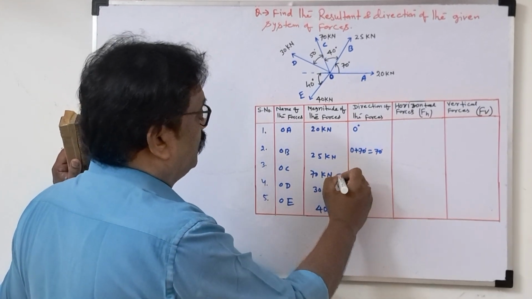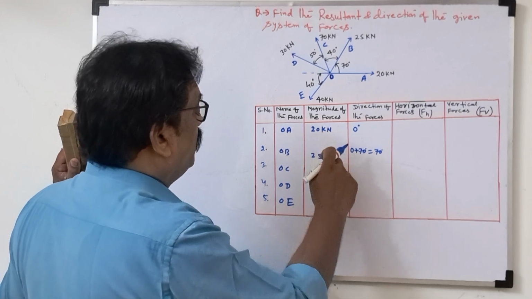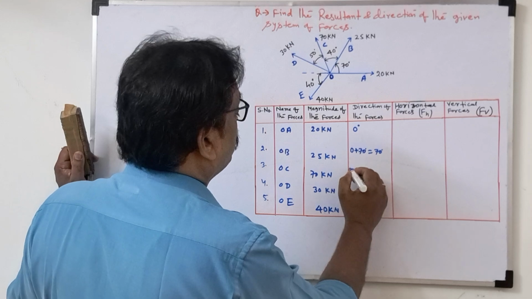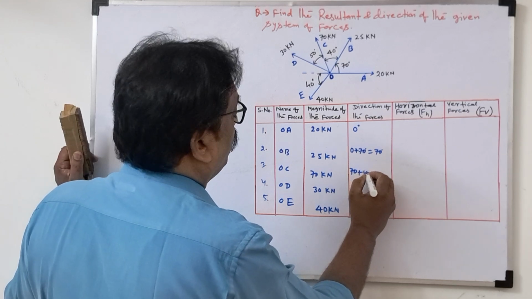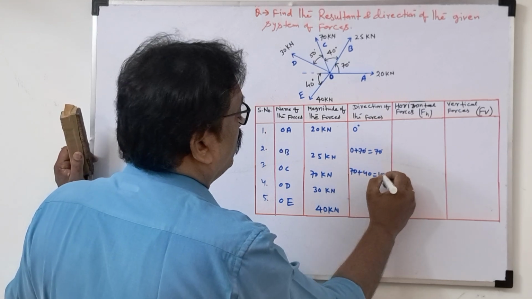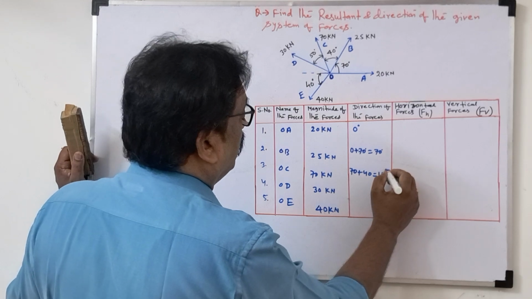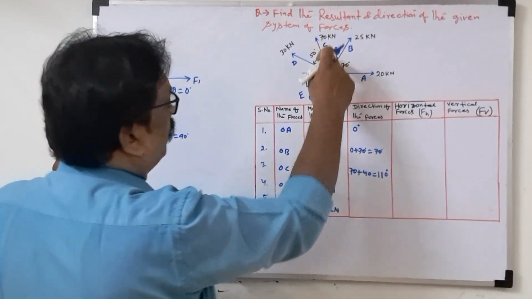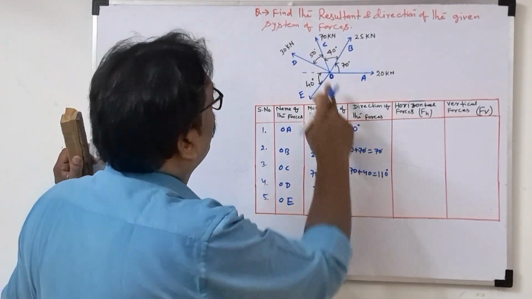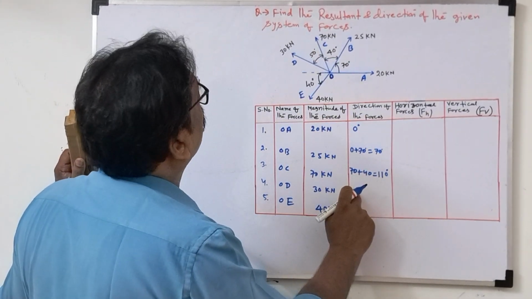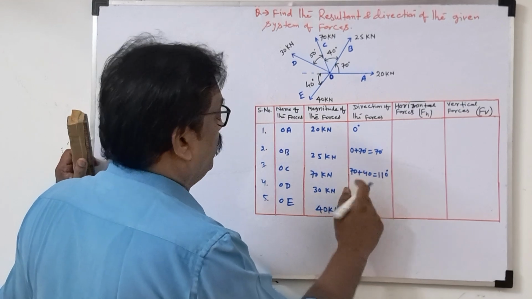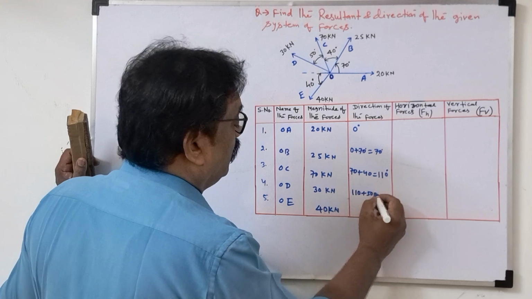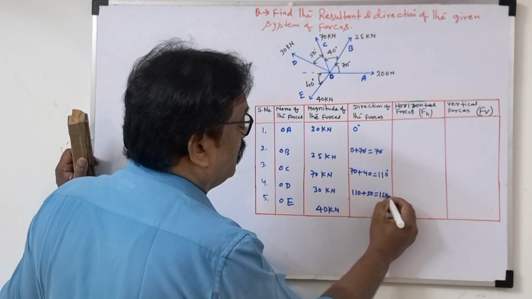Now this one, 1, 2, 3, 4, 5. How much is this one? 70 plus 40, equal to 110 degrees. OC will be 110 degrees. Now we take OD. For OD, 110 plus 50 comes to 160 degrees.